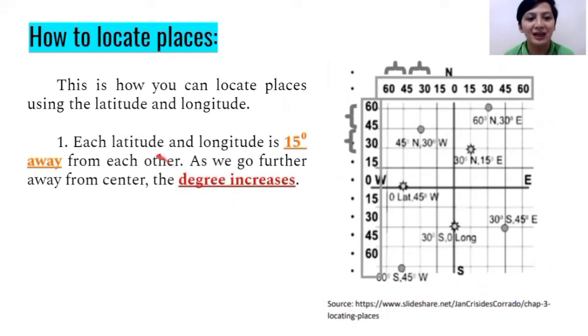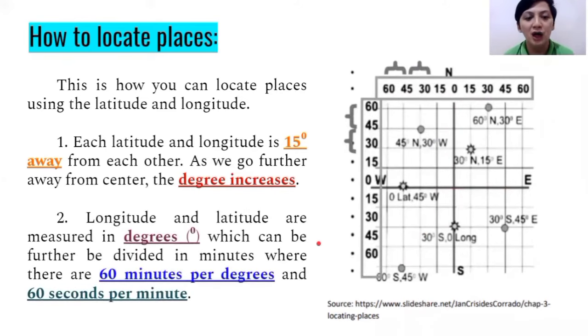So number 1, each latitude and longitude is 15 degrees away from each other. As you can see here, 0, 15, 30, 45, so on and so forth. As we go further away from the center, the degrees increases. So this is the center, prime meridian 0, equator 0. So as we go away from the center, the degrees increases. Do not forget that.